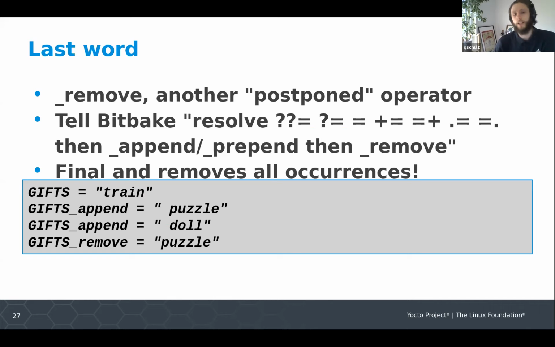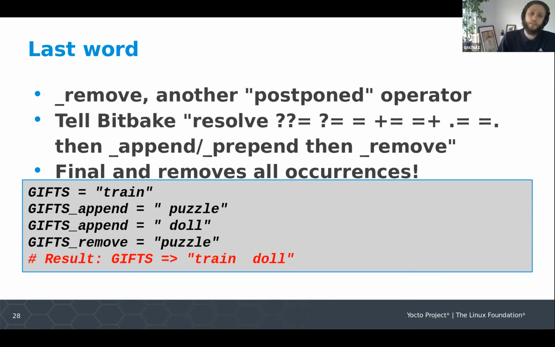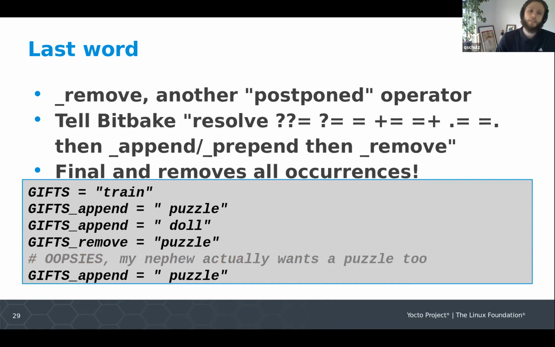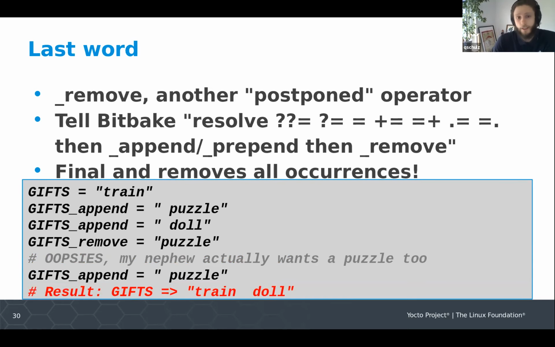So in the following example, you have gifts equals train, right? And the same as before, so puzzle and doll. And actually, my nephew didn't want the puzzle, so I just run gifts remove puzzle. And this works just fine. But now, it turns out my nephew actually wanted the puzzle. So I append to gifts, again, the puzzle. The thing is, this doesn't work, as I said, because the _remove is done after all the _append and _prepend are done, which means that the temporary value of the variable would be train, puzzle, doll, puzzle, and then from there you remove puzzle, and obviously you only keep train and doll.